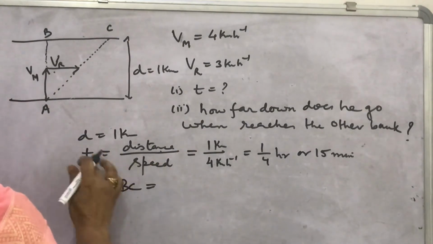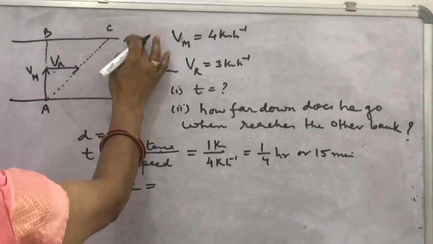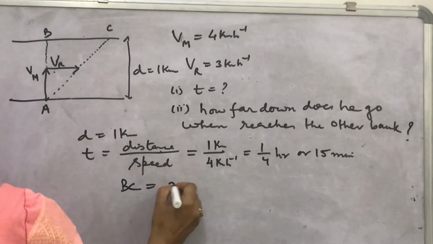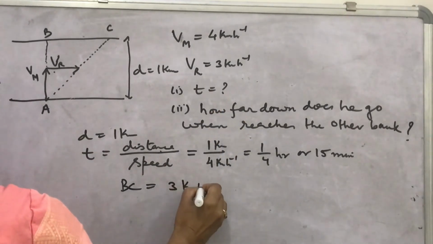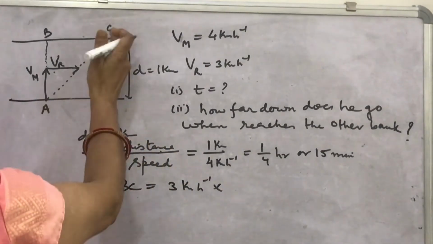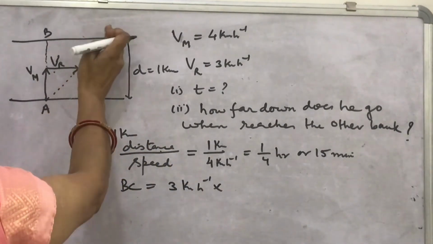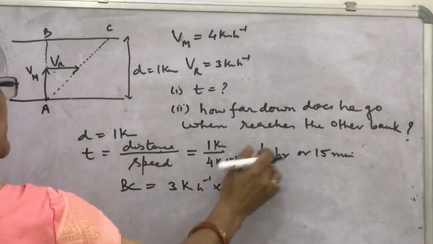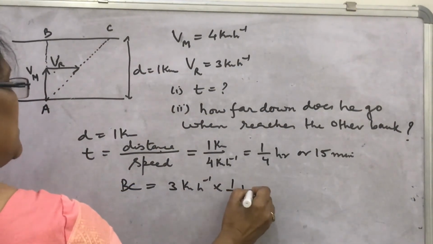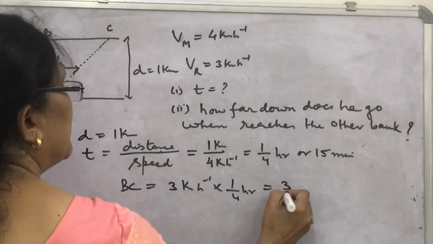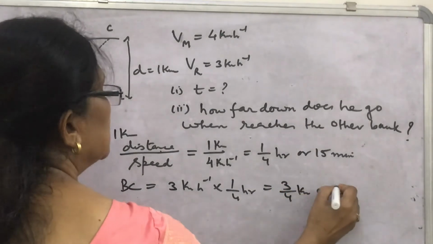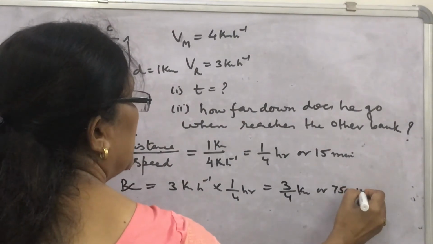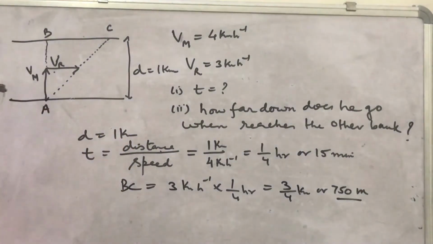Distance will be speed into time. What is the speed in this distance? You know, speed of river. What is that speed given? 3 kilometer per hour into what time? In what time he reaches this at point C? How much time he has taken? This is 1 by 4 hour. So this is 3 by 4 kilometers or 750 meter.